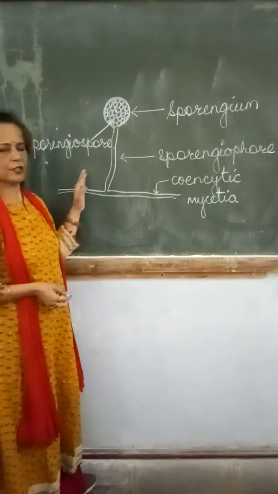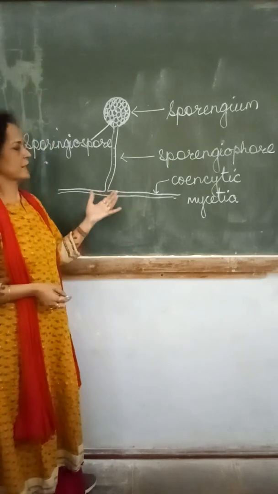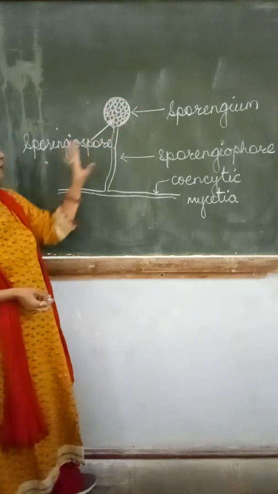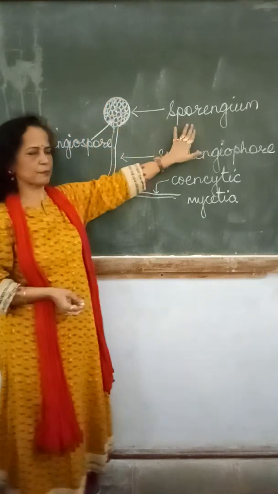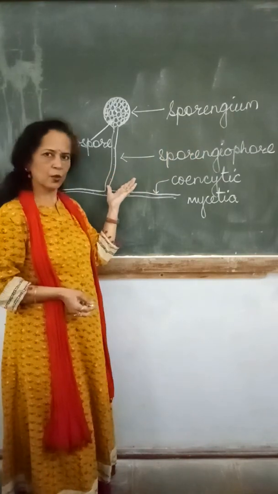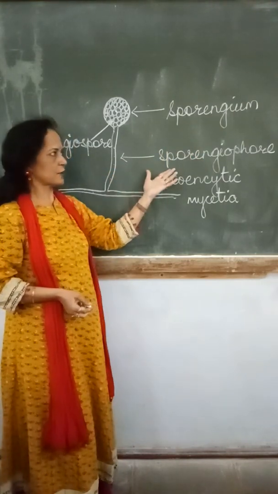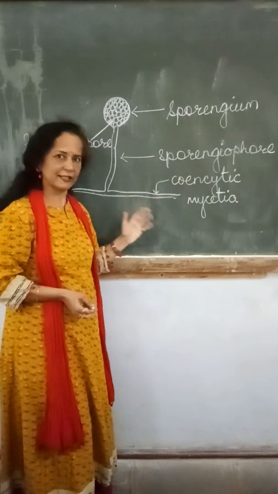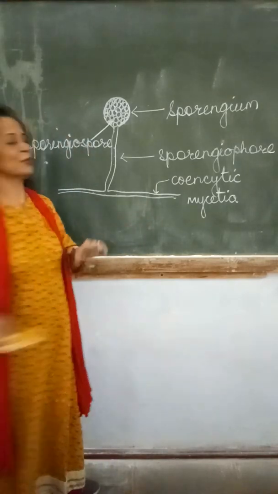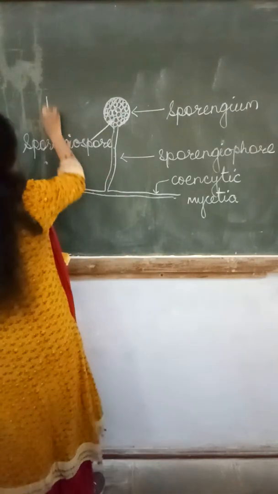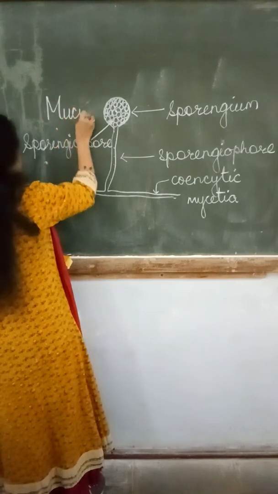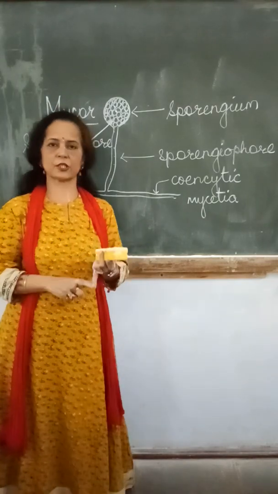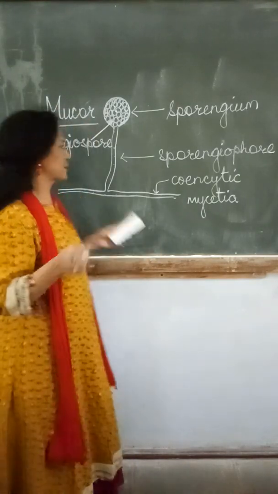Okay. Because it is coenocytic in nature, it does not have any special structure. It can carry out asexual reproduction by formation of sporangiospores inside the sporangium. It also has the holding structure called sporangiophore, and all the hyphae it has are coenocytic in nature. Okay. Now this is our Mucor. There are different species of Mucor, Mucor racemosus, Mucor rouxii, and so on.